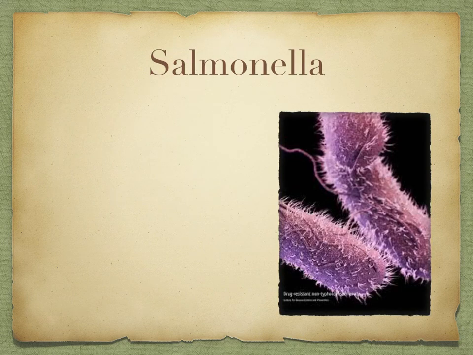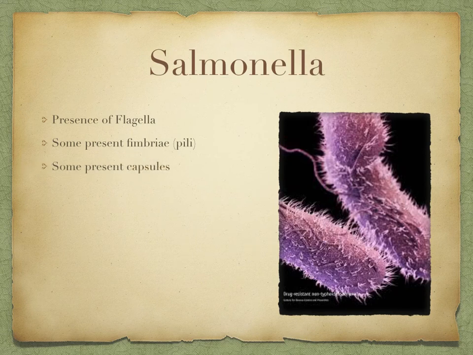On the right is a picture of salmonella. You see the tentacles, it looks like, that is the presence of flagella. And then some presence of pili, which are like little fur. Some of them do present as capsules like we see here. And the differences are very important to determine the different virulence.